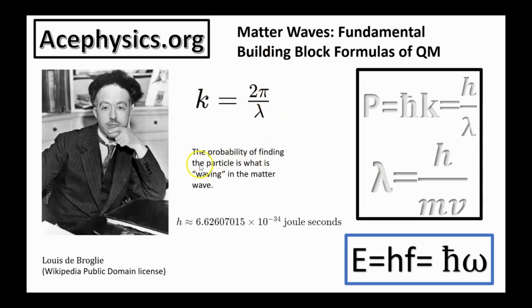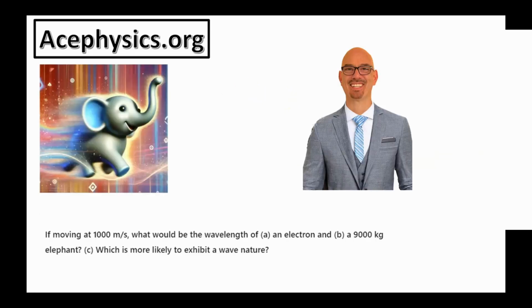The probability of finding the particle is what's waving in the matter wave. So in a water wave, it's the water that's waving. In an electromagnetic wave, it's the electric and magnetic field that's waving. And in a matter wave, it's the probability of finding the particle that's waving. Here's the first example problem.